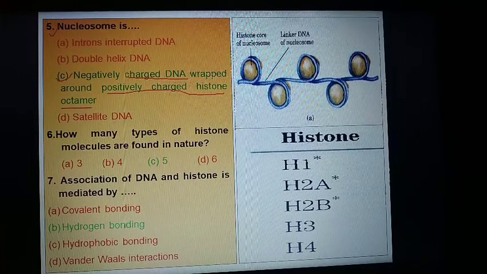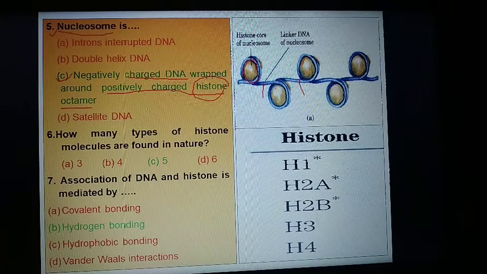Here in the figure you can see all these are DNA, and the round structure is the octamer, made up of the kind of protein known as histone protein. So DNA is wrapped over this histone protein, and this kind of structure is known as a nucleosome. So the right answer for question number 5 is a negatively charged DNA wrapped around a positively charged histone octamer.